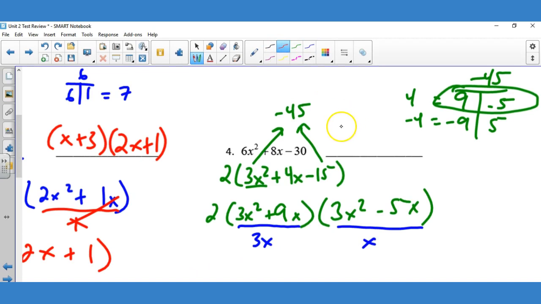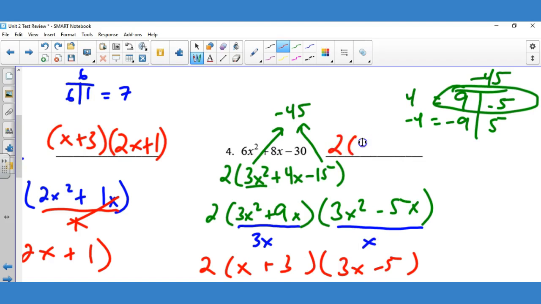So now, when we do that, we still have this 2 right here, and right here 3x squared divided by 3x is x. 9x divided by 3x is 3. 3x squared divided by x is 3x, and negative 5x divided by x is negative 5. So guys, here is our final solution.